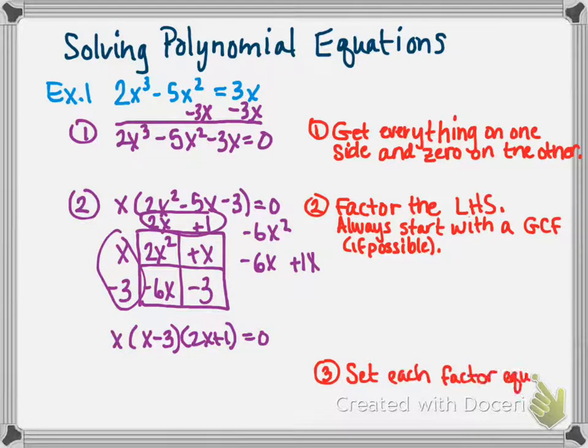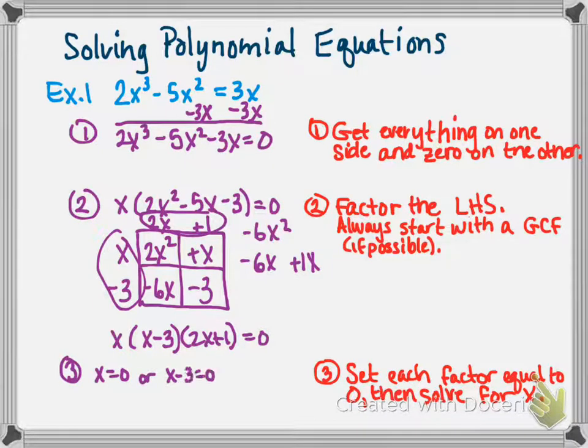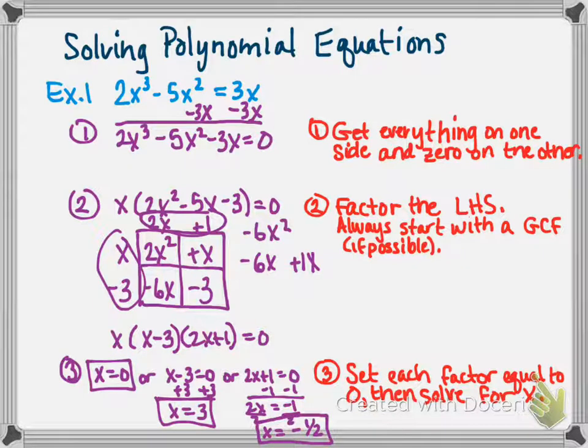Okay, next, set each factor equal to 0, then solve for x. I have three factors, so x equals 0, or x minus 3 equals 0, or 2x plus 1 equals 0. X equals 0 is already solved. Add 3 to the middle one, I get x equals 3. Subtract 1, divide by 2, and my final solution is x equals negative 1/2. So I have three solutions: x equals 0, x equals 3, x equals negative 1/2.